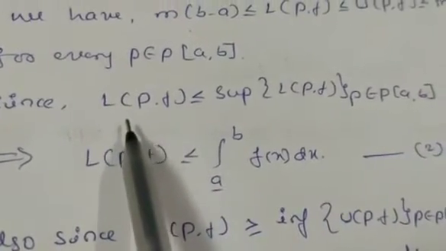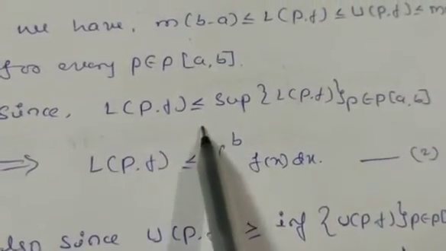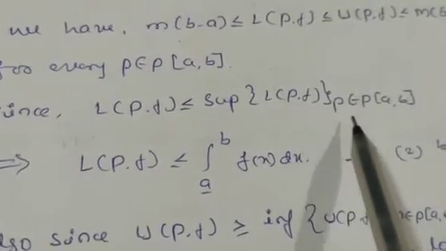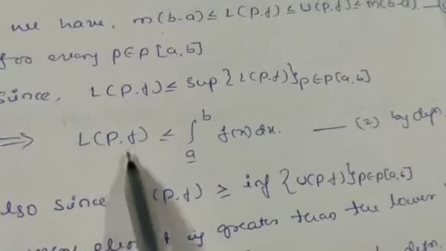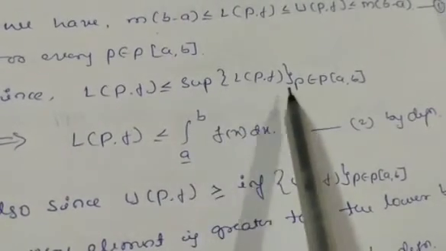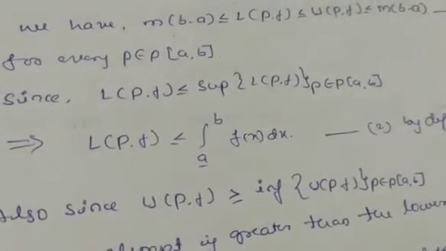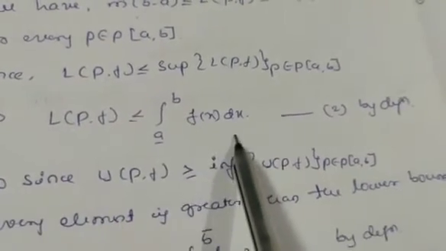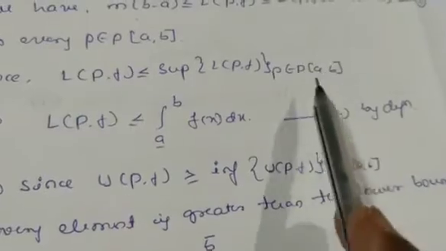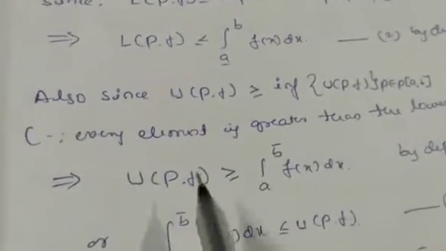Since L(P, f) is less than or equal to the supremum of L(P, f) over P belonging to P[a, b], this implies L(P, f) is less than or equal to the supremum of L(P, f), which is nothing but the lower Riemann integral from a to b of f(x) dx. Take this as equation number 2. This is from the definition we have seen.